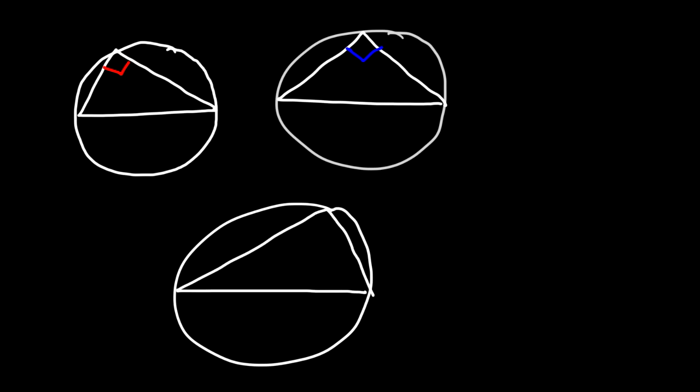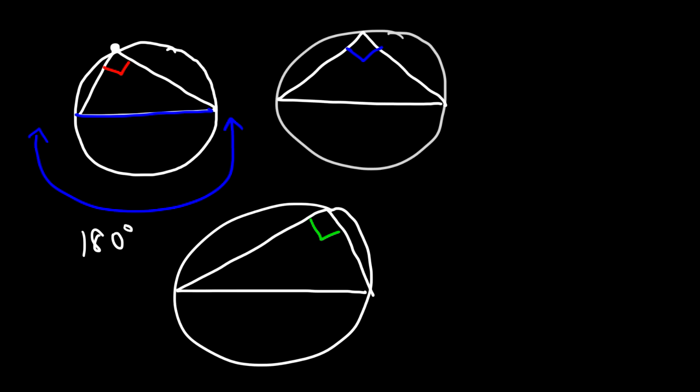That would still be a right triangle. Now, why is that? Well, if this is the diameter, then the intercepted arc is half of the whole circle. The angle for a full circle is 360. Half of 360 is 180. So that's the intercepted arc.